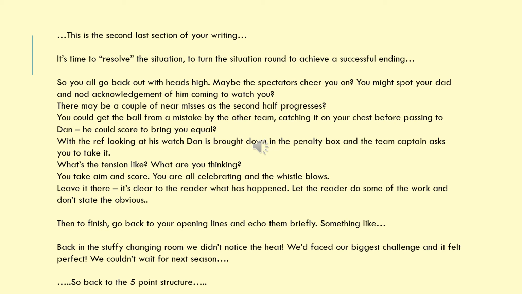When you have done this section, you've won the match, we need to go back to the fifth step. And the fifth step is simply an echo of your opening lines. And if you look here, I've put, back in the stuffy changing room, we didn't notice the heat. We haven't said exactly the same as at the start, but we've echoed it in some way.